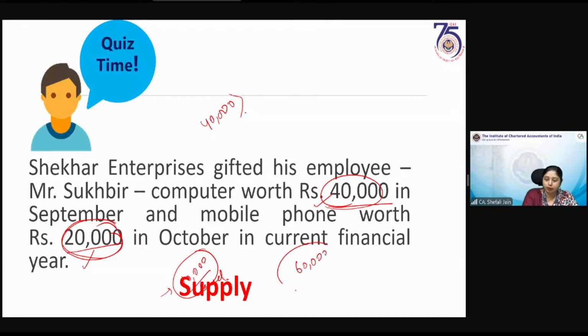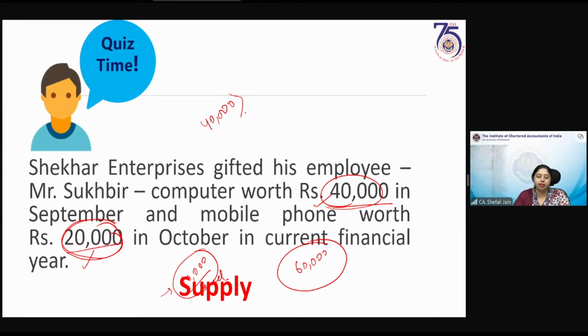Now another question which comes is whether we will be taxing the entire 60,000 or the amount exceeding 50,000, whatever is in excess of 50,000. No, we will be taxing the entire amount, because the proviso says the exemption applies only when the total value is up to 50,000. The moment the value exceeds 50,000, that means we have 50,001 rupees as the value of gift, then it becomes a supply. So in our case, it is 60,000. That makes it a supply, and the entire value will come under the purview of supply.